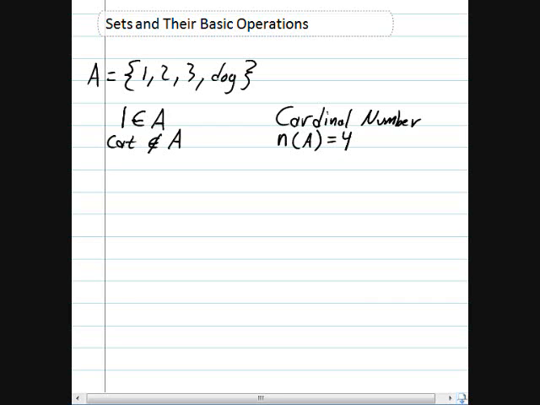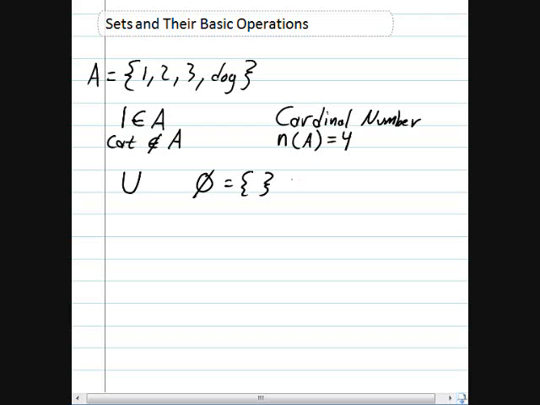There are two special sets that have special symbols that we use for them. One is the universal set, and we use a capital U to denote the universal set. More will be discussed about this later when we talk about complements of a set. Another set that has a special symbol is the empty set. And the empty set is defined as the set that contains no elements.